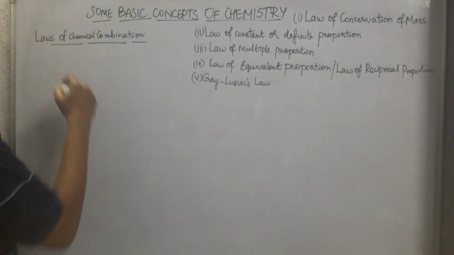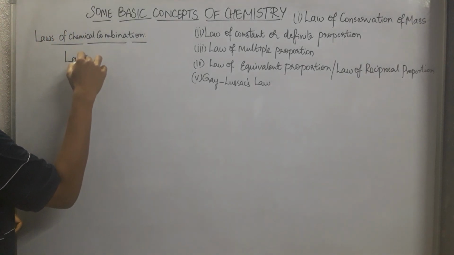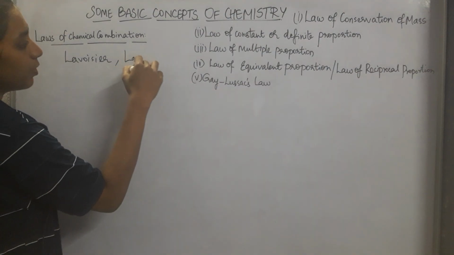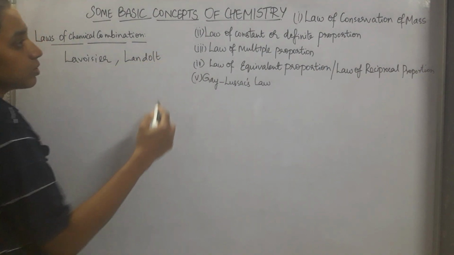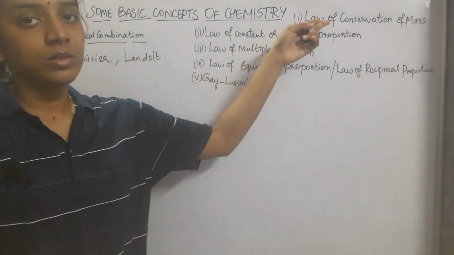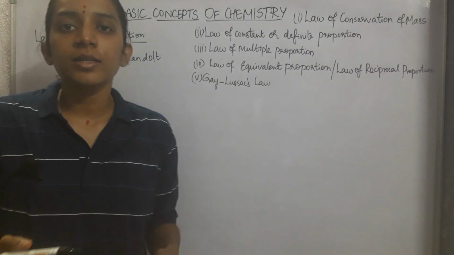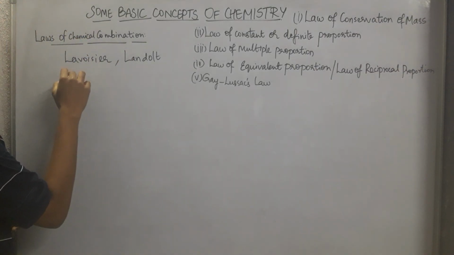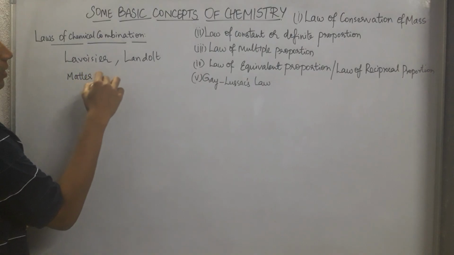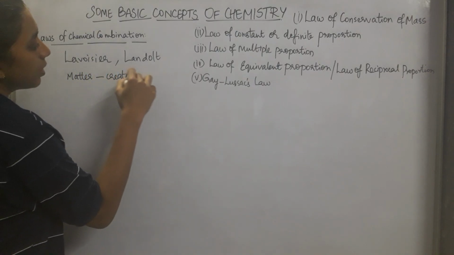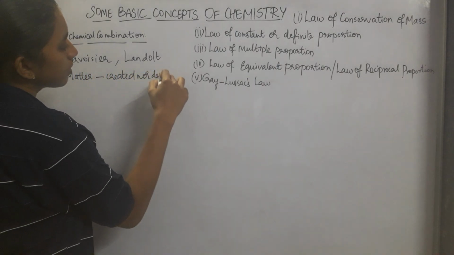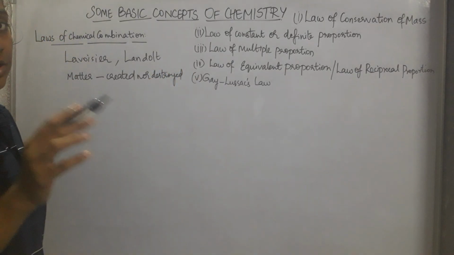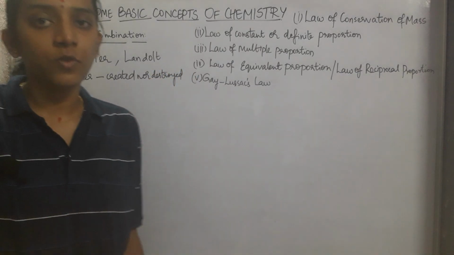It was proposed by Lavoisier and it was verified by Landolt. So, what does this law explain? It states that matter can neither be created nor destroyed in the course of a chemical reaction. Matter can neither be created nor destroyed. But the matter can change from one form to another form.